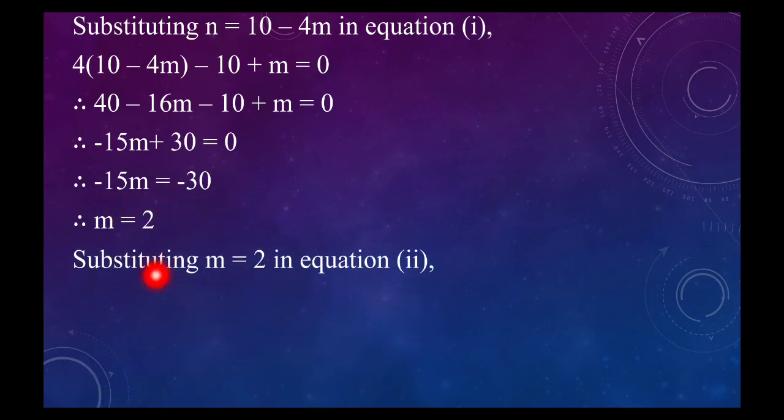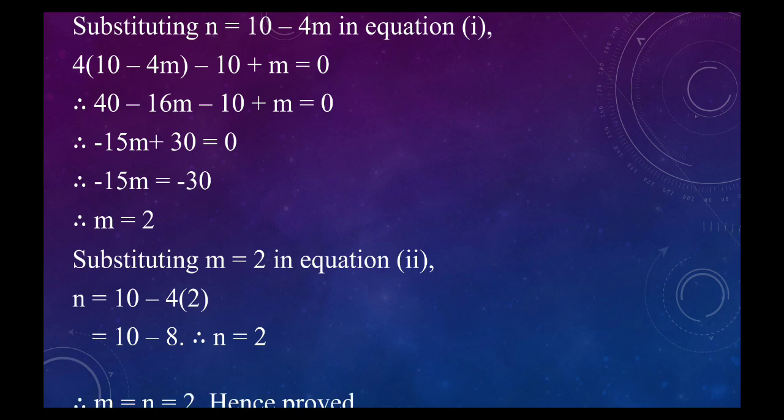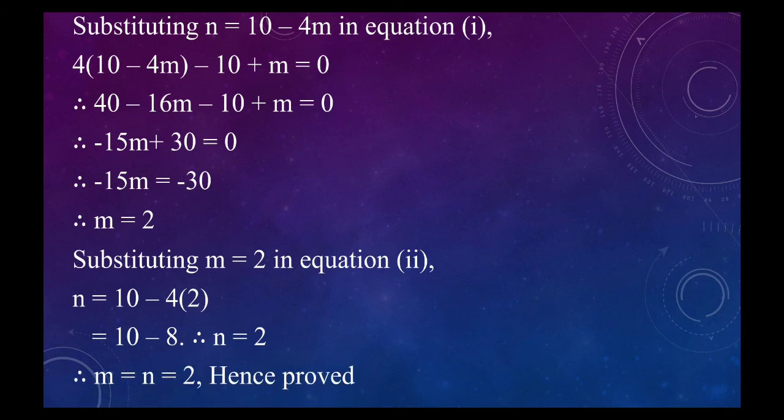Now we are going to substitute m is equal to 2 in equation number 2. This is equation number 2, right? n is equal to 10 minus 4m. So we will substitute here the value of m, children. So 10 minus 4 into 2. From where did we get this 2? From here. Okay, therefore n value is how much? The n value is 2. If we see, children, m is equal to 2 and n value also we got 2. So we want to prove that m value and n value are equal. Therefore we will write m is equal to n is equal to 2, hence proved.